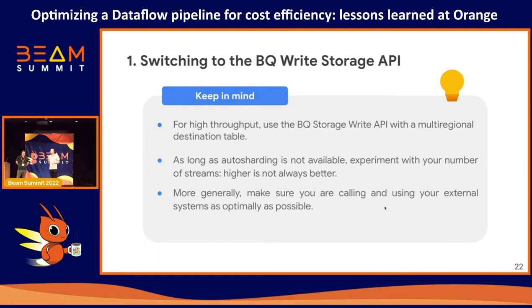So keep in mind, if you're using BigQuery with Dataflow, use the BigQuery storage write API for high throughputs and use a multi-regional destination table. As long as auto sharding is not available, you're going to have to experiment on the number of streams. And more generally, here we talked about BigQuery, but when you optimize a Dataflow pipeline or a Beam pipeline, try and understand how your external services are working. If you're using a memory store like Redis, of course you're going to be able to do very, very fast memory access. If you're using another kind of database, maybe you don't want to use it that way. So make sure you understand how Beam and your external dependencies are working together.